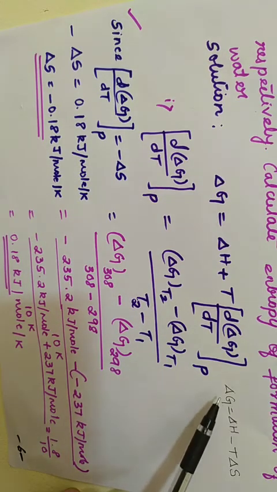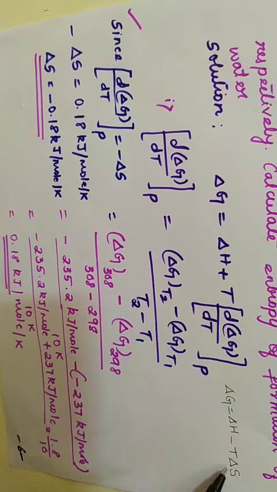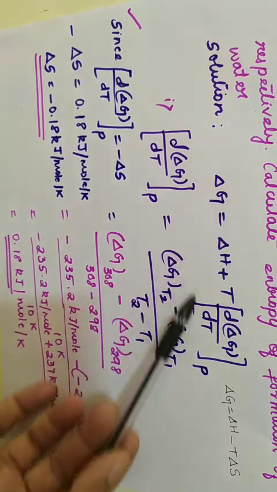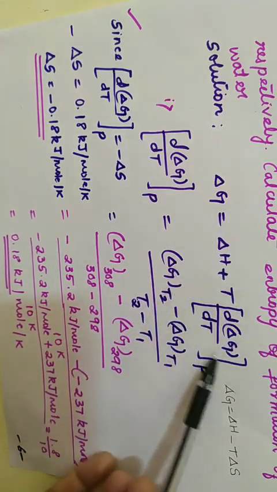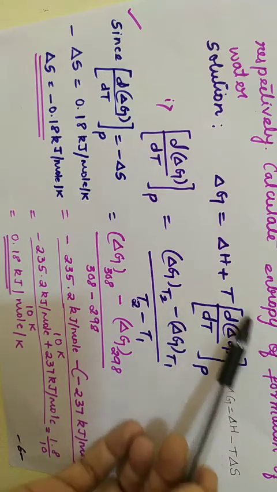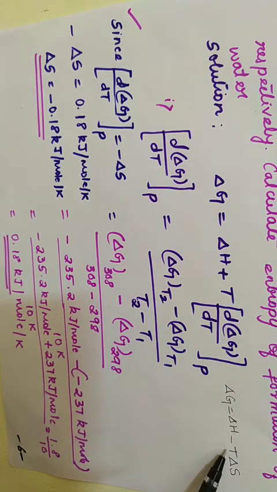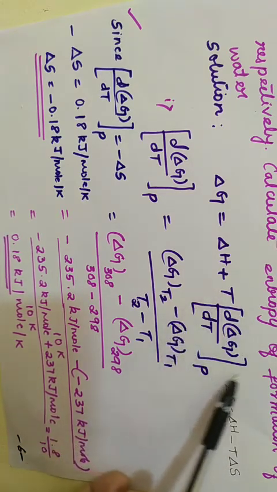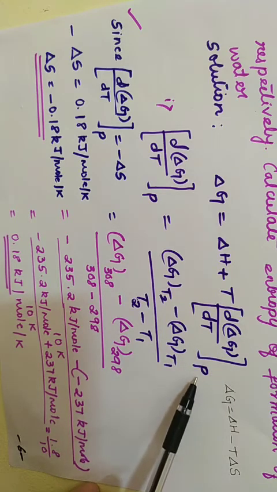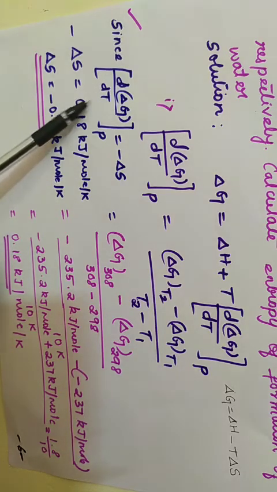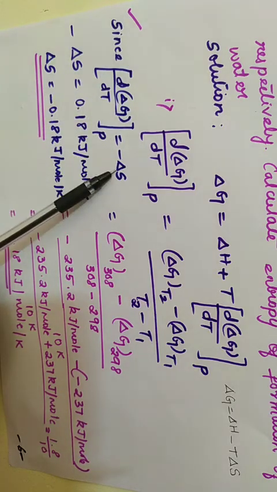So we know that delta G is equal to delta H minus T delta S. This is another form of the Gibbs-Helmholtz equation. So when you compare this equation and the equation written over here, the first term is the same, delta H and delta H. See the second term. This second term can be equated to minus T delta S. So if T is common here, the term in the bracket, that is d by dT of delta G at constant pressure, is taken as delta S. So that's why I can equate d by dT of delta G at constant pressure to minus delta S.